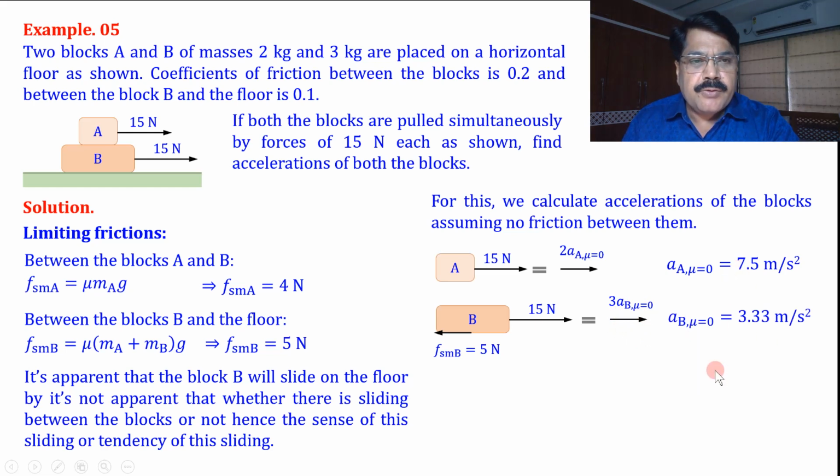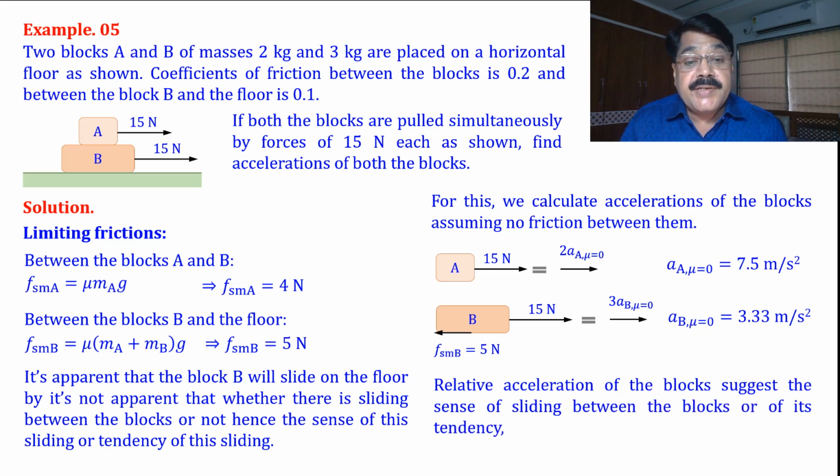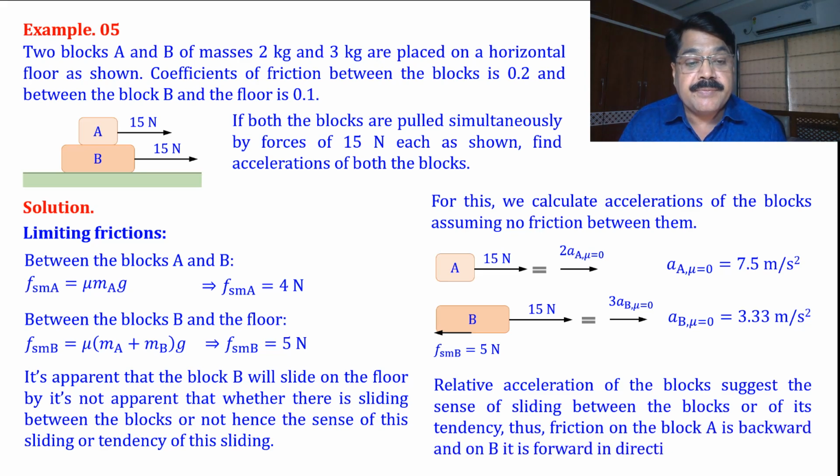These two accelerations will show the sense of relative motion. And it is apparent that friction on A will act in the backward direction and friction on B will act in the forward direction, because these two frictions will be a Newton's third law pair. Relative accelerations of the blocks suggest the sense of sliding between them or its tendency. Thus, friction on block A is backward and on B it is in the forward direction. So the direction of friction we have decided.